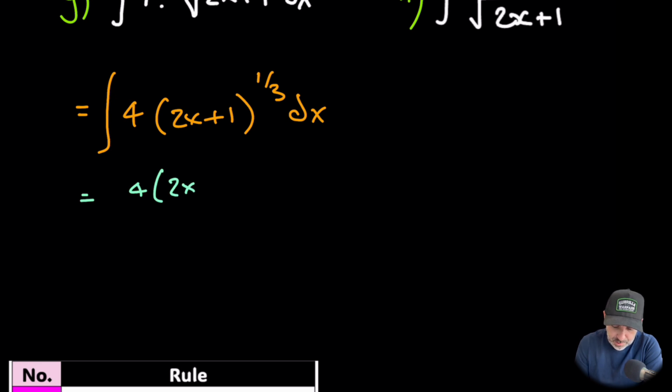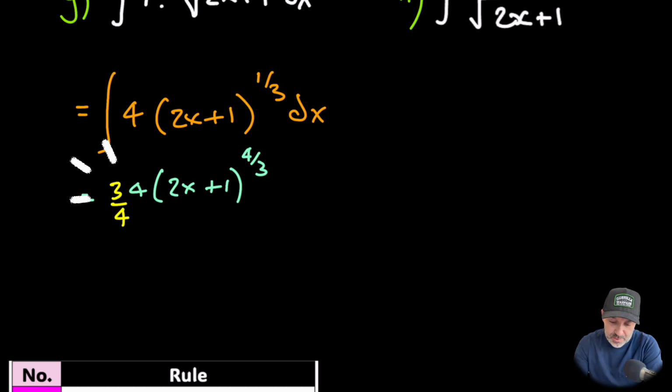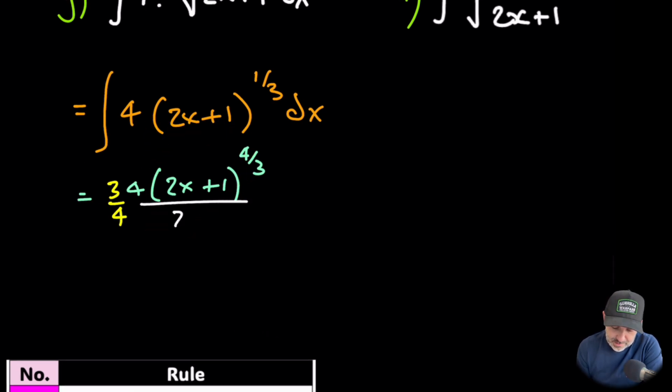So this will become 4 over 3. Dividing by the new power, so that's dividing by 4 over 3 is the same as timesing through by 3 over 4. But we must also remember to divide by the derivative of the bracket, and that is 2. Okay, and we'll get our plus c on the next line.